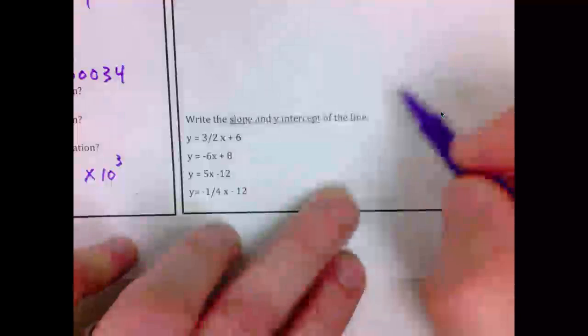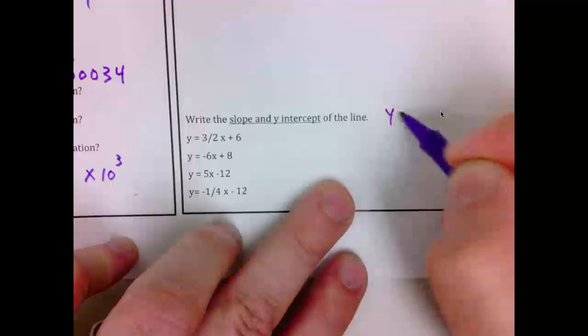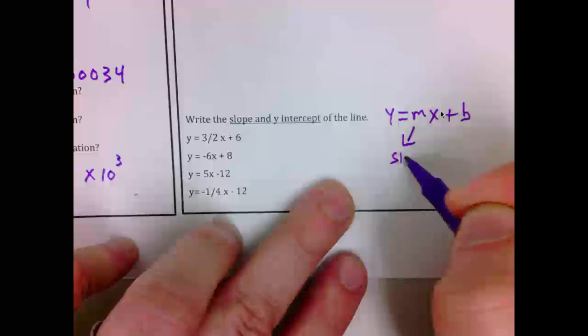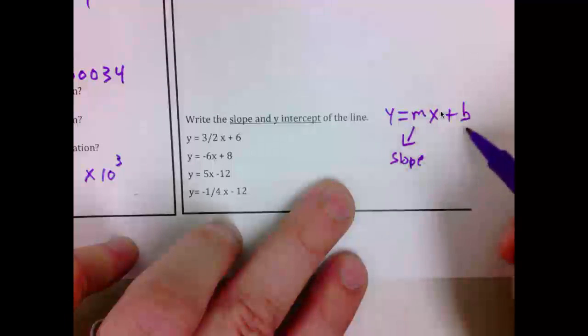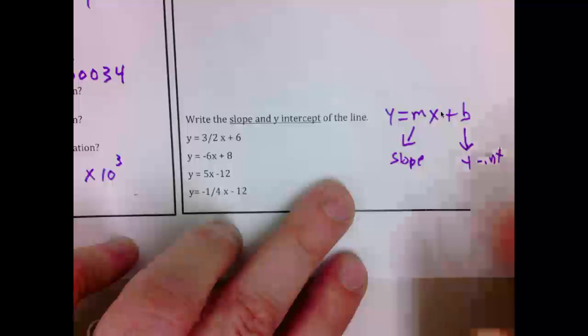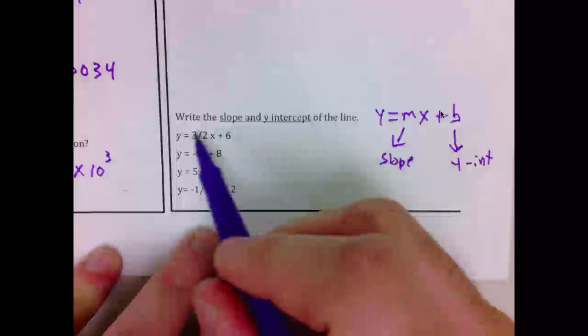The bottom ones, write the slope and y-intercept of the line. Well, we just discussed that. Slope-intercept form is y equals mx plus b. M is the slope. It's the coefficient of the x, and b is the y-intercept. It is the constant in this form. So you simply need to identify which one in each case.